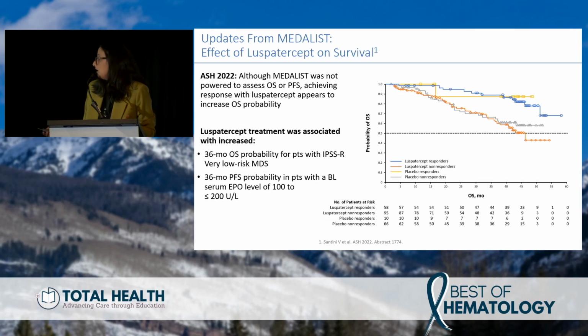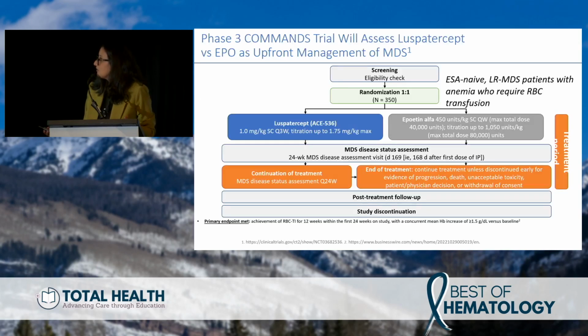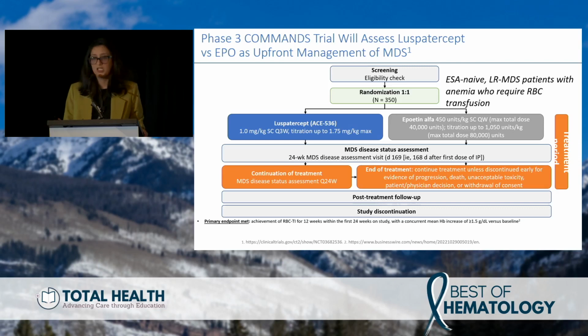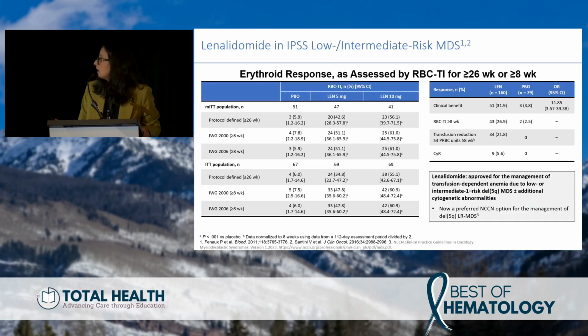And the 36-month OS probability was increased for patients with IPSS-R very low-risk MDS, and for patients with lower EPO levels, which then brings us into this phase 3 COMMANDS trial, which has looked at luspatercept as frontline, head-to-head comparison with epoetin alpha in ESA-naive low-risk patients with anemia that require RBC transfusion. The press release has shown that the trial is positive, and we're waiting on the publication of this data. So that's encouraging. We could use this more frontline now, it looks like.